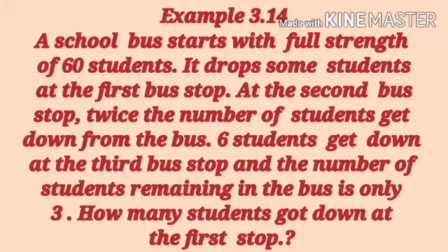Example 3.14. A school bus starts with full strength of 60 students. It drops some students at the first bus stop. We don't know the number of students who got down at the first bus stop. Let it be x. At the second bus stop, twice the number of students get down from the bus. Twice means 2 times. 6 students get down at the third bus stop, and the number of students remaining in the bus is only 3. How many students got down at the first stop?